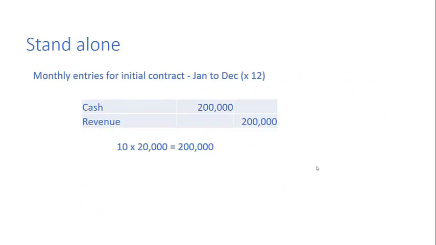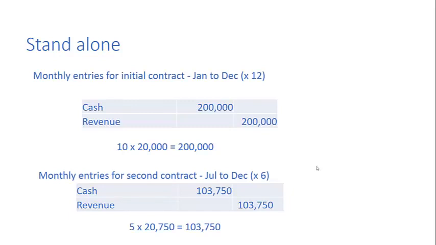In terms of what the accounting would look like, what you can see here is that we'd recognise the first contract and would have 12 monthly entries under the first contract for 10 cars at $20,000, that's $200,000. So Sydney Toyota would recognise revenue of $200,000 per month and cash received of $200,000 per month.